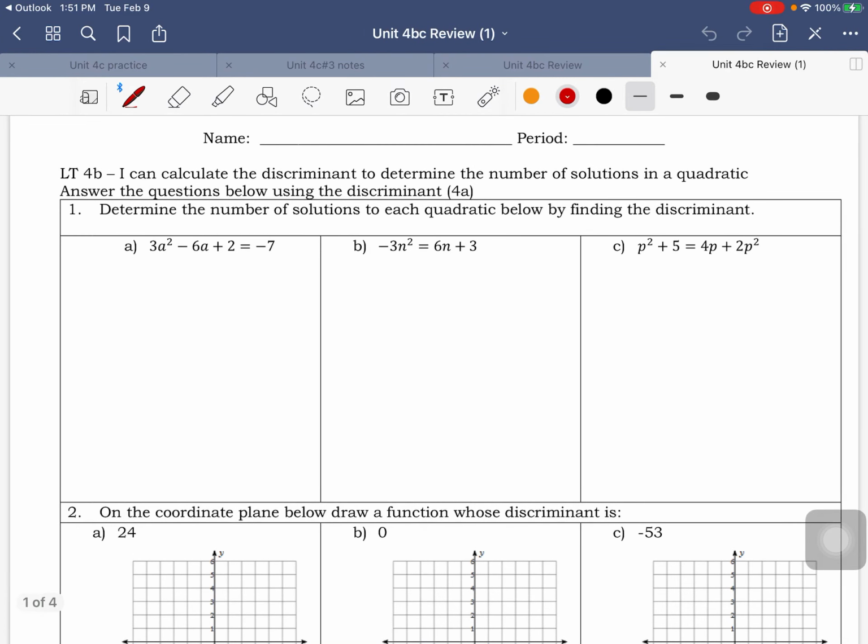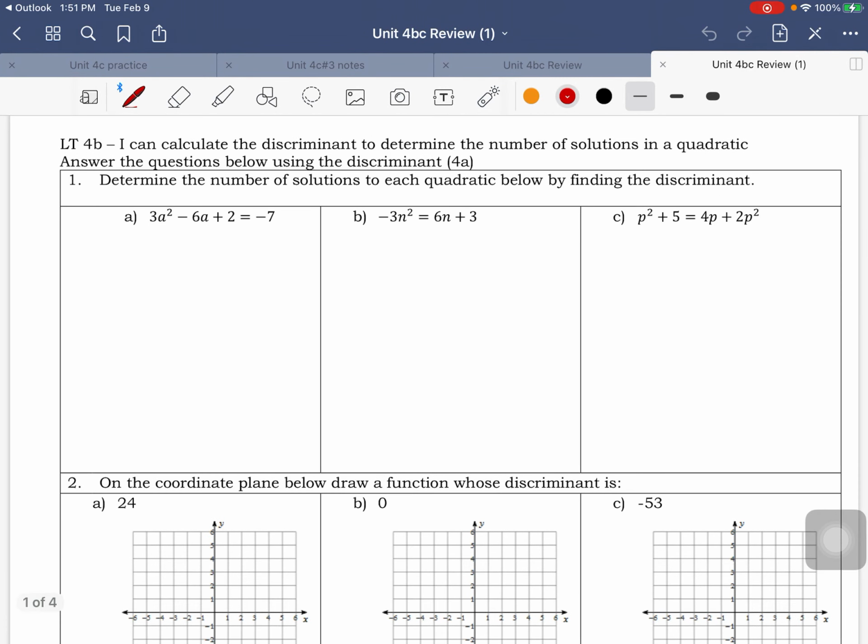All right, so this is the 4B, 4C test review. So let's get started. So the first one, we're going to get it into standard form right away. Get the equation into standard form. And we're looking for the discriminant, and the discriminant is b squared minus 4ac. And from this, well, we need to know what a, b, and c are.